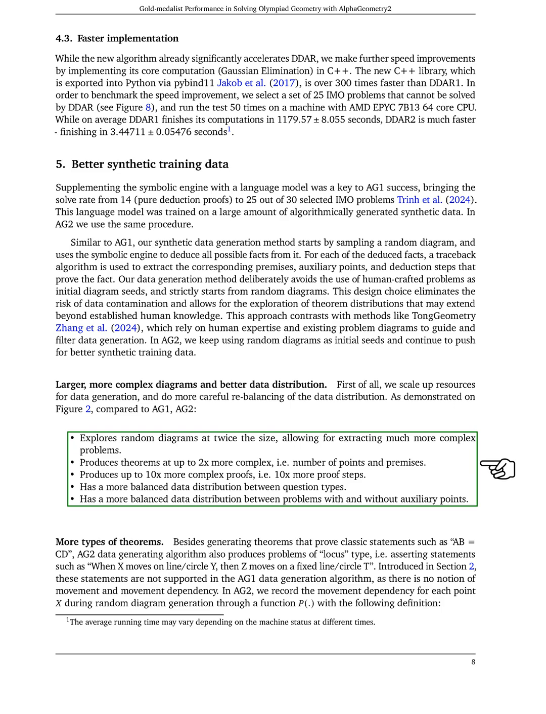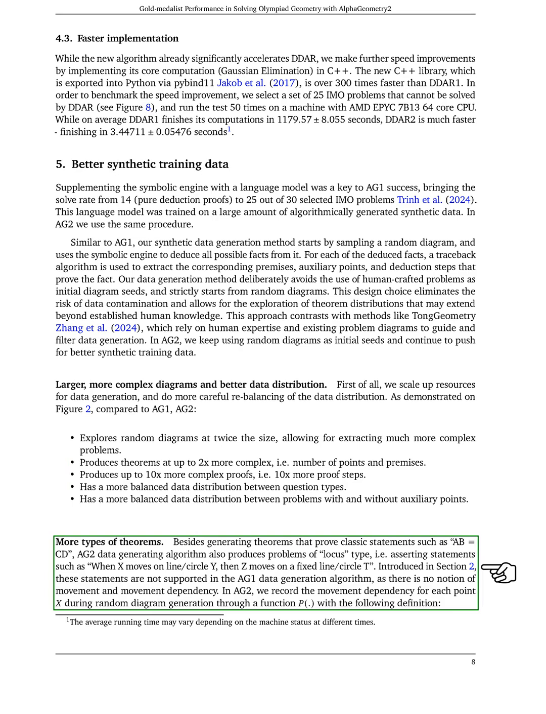Additionally, we achieve a more balanced distribution of data across different question types and between problems with and without auxiliary points. Moreover, AG2 generates a wider variety of theorems. In addition to classic statements like AB equals CD, we also create problems related to locus types, which involve statements about movement, such as, when point X moves along line or circle Y, point Z moves along a fixed line or circle T. Unlike AG1, which lacked the concept of movement, AG2 tracks the movement dependencies for each point during diagram generation using a function that identifies the points controlling the movements.